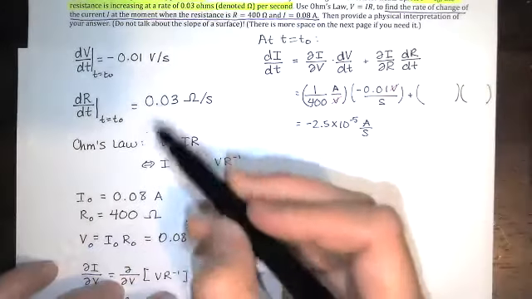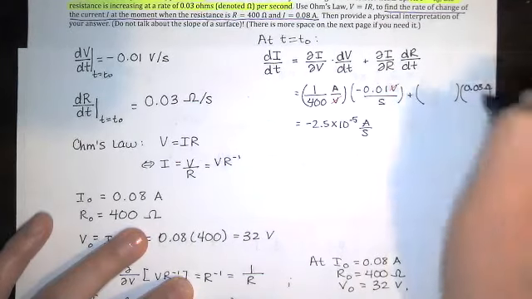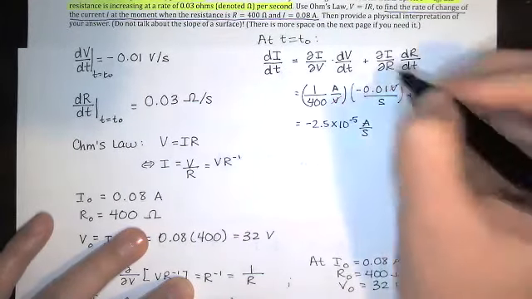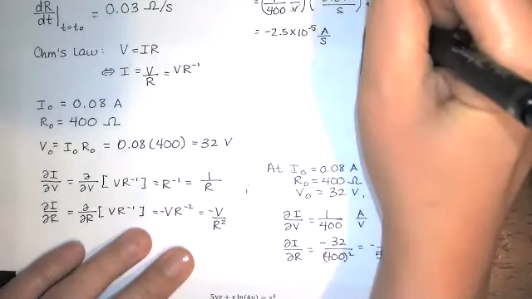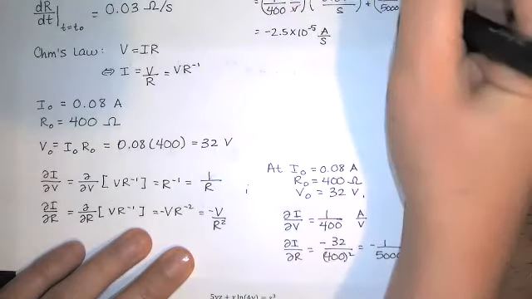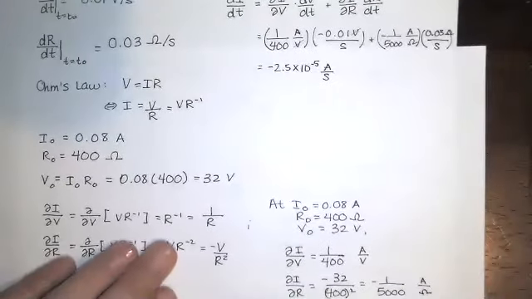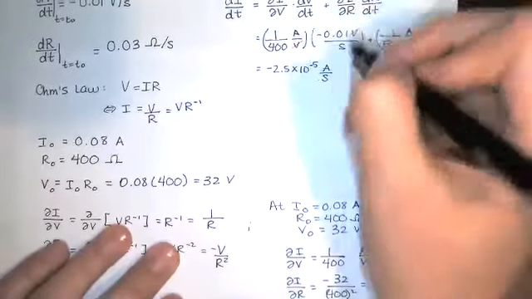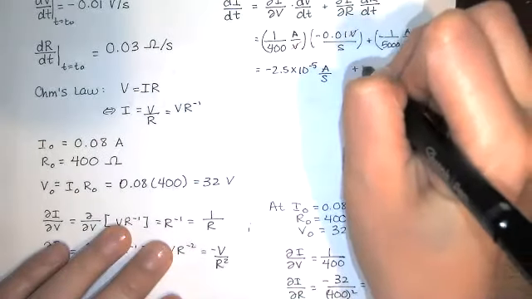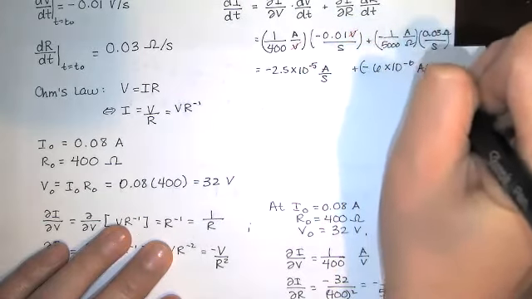The changing resistance with respect to time is 0.03 ohms per second. And then the changing current with respect to resistance, it's right here, negative 1 over 5,000 amps per ohm. So when we multiply those together, we get a negative 6 times 10 to the negative 6 amps per second.